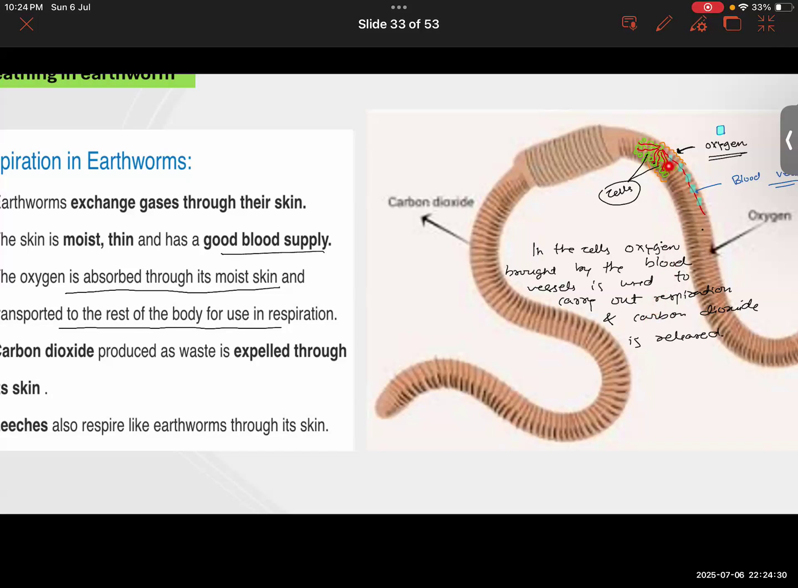And what will the blood vessels do? The same blood vessels will pick up the carbon dioxide gas produced in those cells and bring it close to the surface of the skin, and from the skin it will be released into the air. Hope you guys have understood this thing.